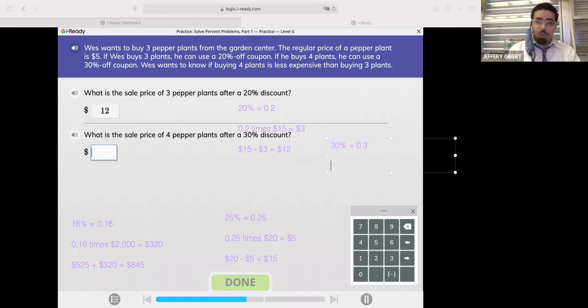To find 20% of 15, we did 0.2 times 15. So what do you think you got to do to get 30%? 0.3 times 20. What's that equal? What is 0.3 times 20? All right, 6. So then how much is it after you have the $6 discount?